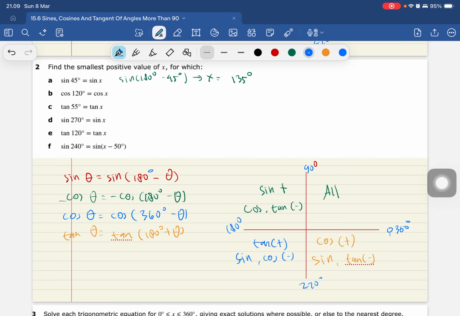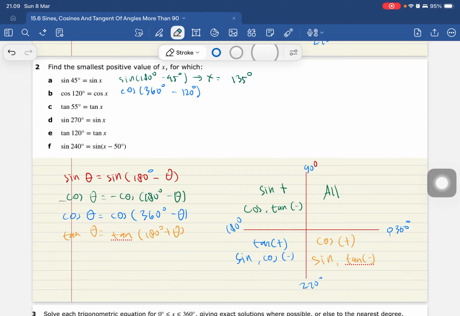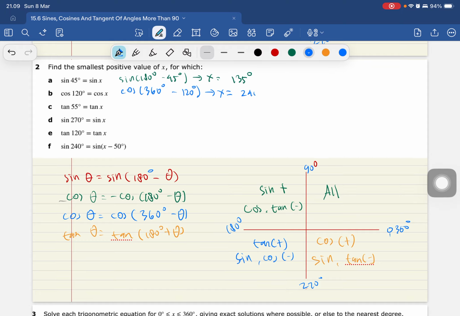Okay, cos 120. So we can use the third one. It's going to be cos of 360 degrees minus 120 degrees. So the angle x is going to be 240 degrees. Now tan equals tan of 180 degrees plus 55 degrees. So the angle x is going to be 235 degrees.